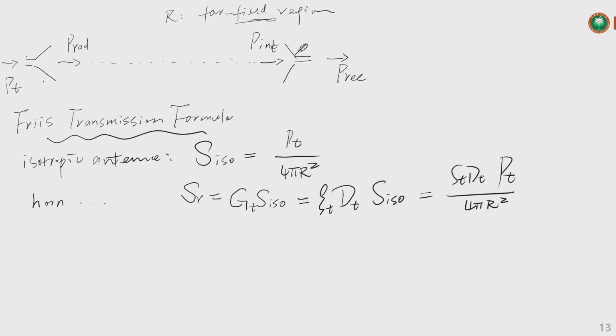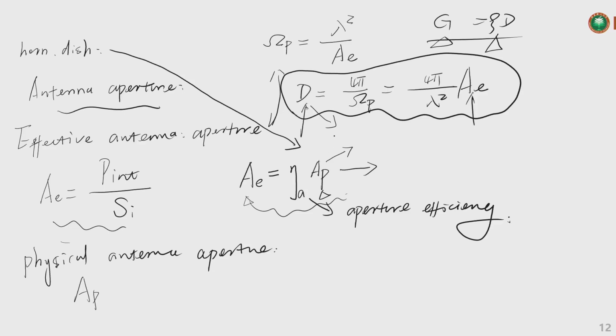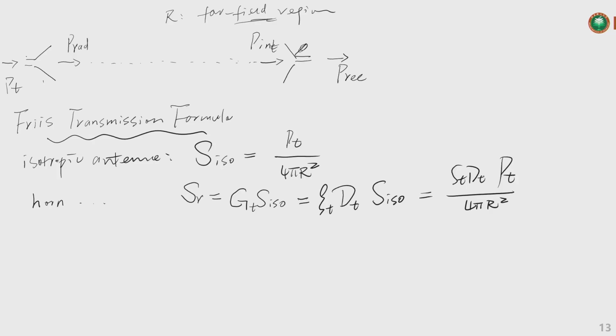So for the directivity D_t, we want to relate it to the antenna aperture. It equals 4 pi over lambda squared times the antenna aperture, right? So it can be further expressed as e_t A_t divided by lambda square r square, right?